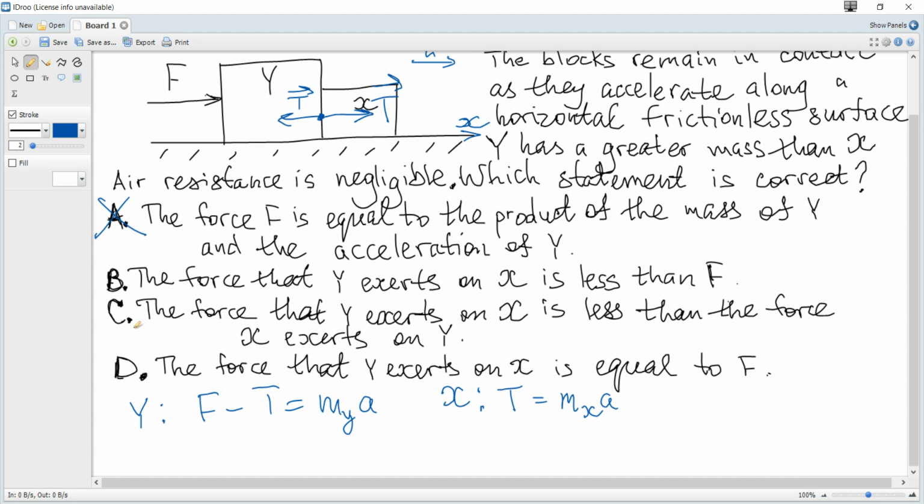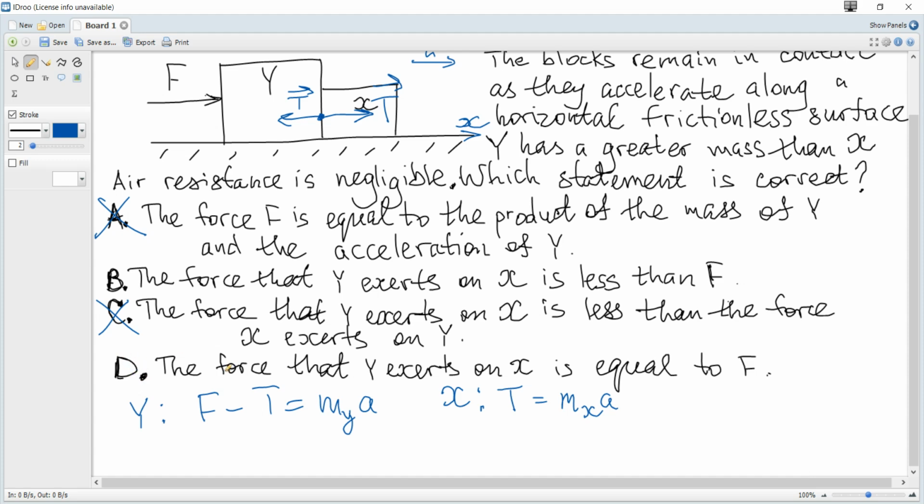Let's consider C. The force that Y exerts on X is less than the force that X exerts on Y. It's not correct because these two forces are an action-reaction pair. So these forces are equal and of the same magnitude but in opposite directions. So C is not correct.